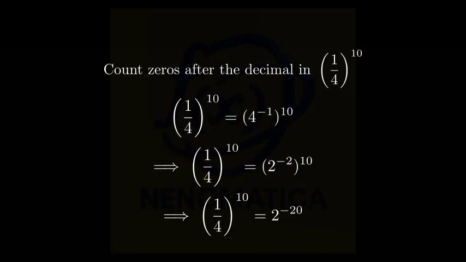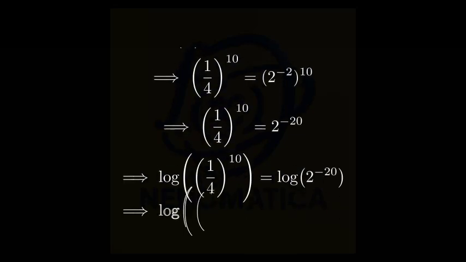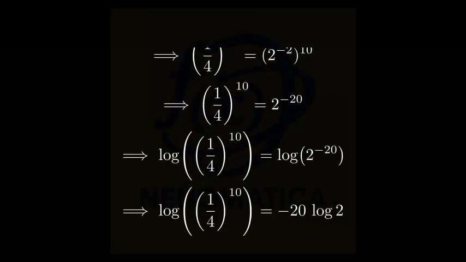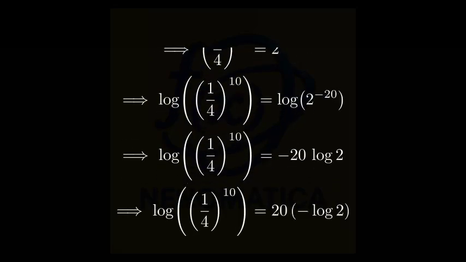Step 2. Use the power of a power rule to multiply the exponents and obtain 2 to the power negative 20. Step 3. Take common logarithms of both sides. Step 4. Apply the power rule for logarithms. The exponent negative 20 moves to the front as a multiplier. Step 5. Factor the minus sign as 20 times negative log 2.